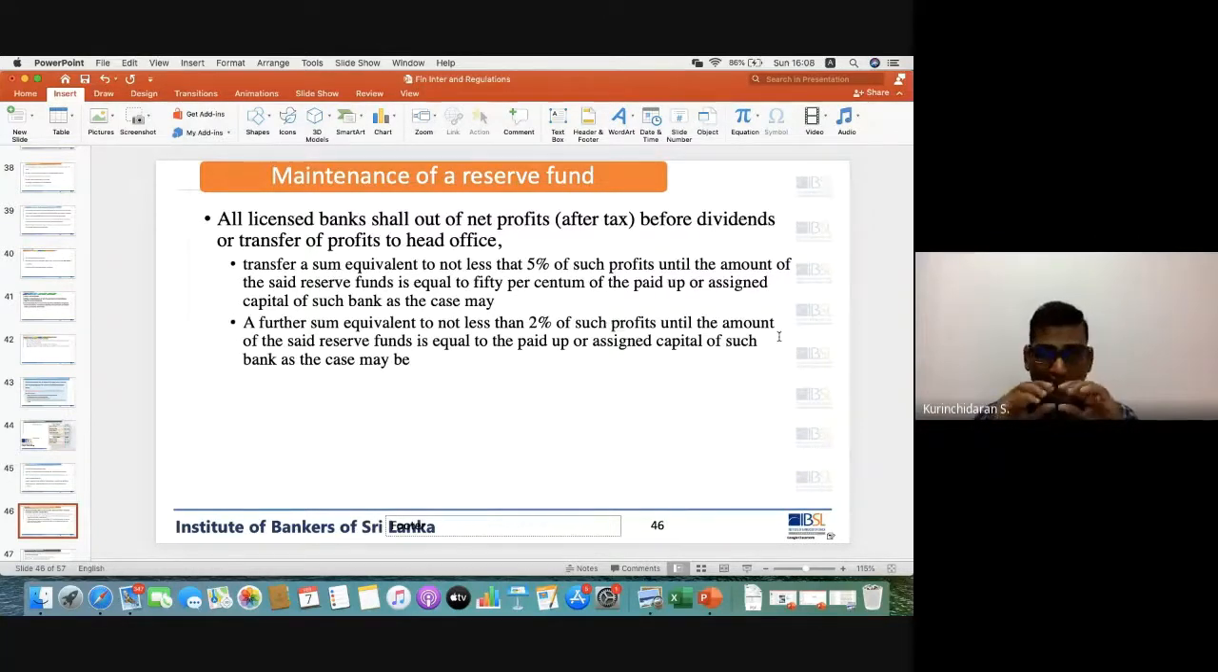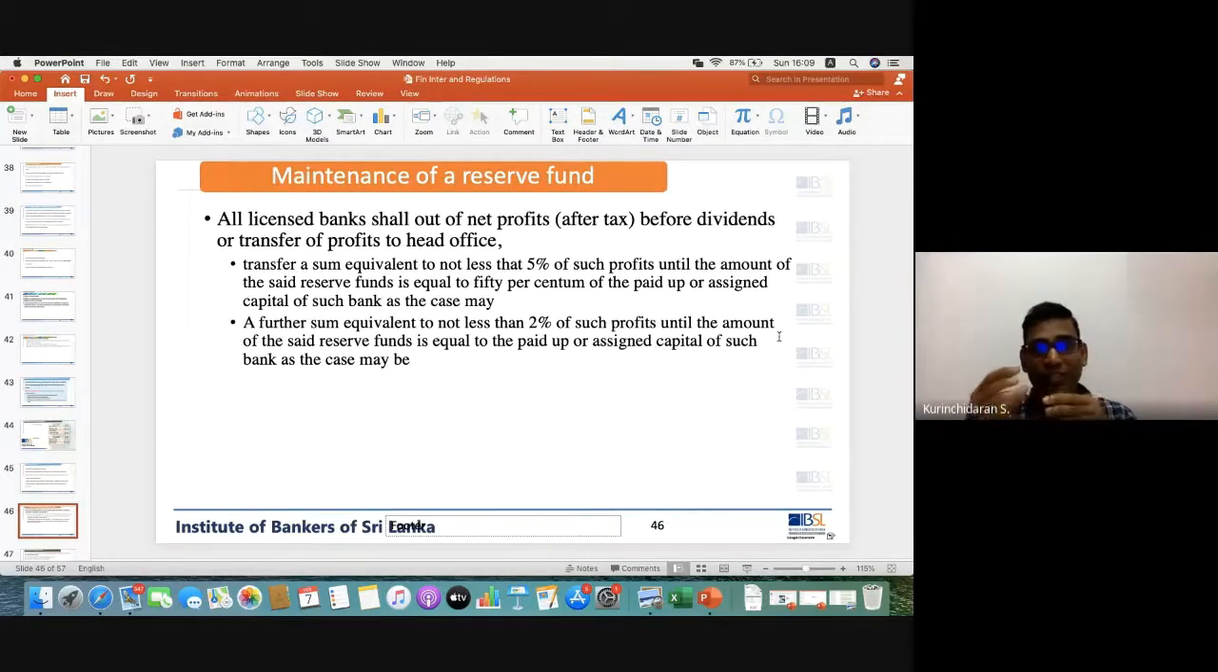Now, every year the banks calculate their profit. That profit should be before dividend or before transfer of profits to the head office. Calculate that and transfer 5% of such profit to this reserve fund until that reserve fund becomes 50% of the paid up capital. So annually they have to transfer 5% of their profit to that fund.